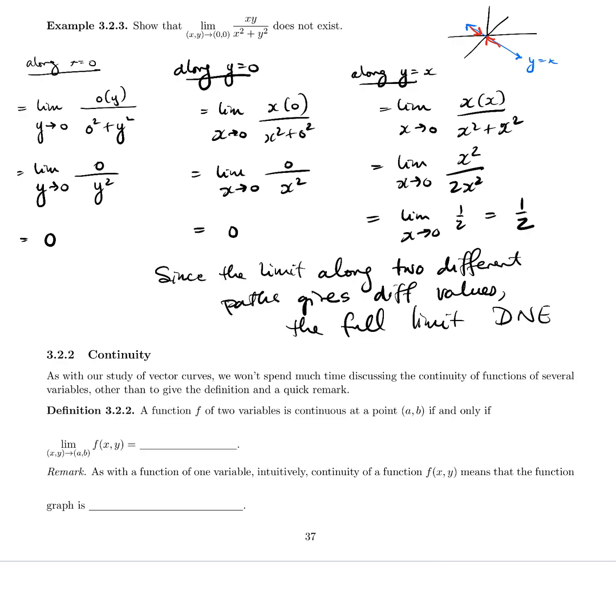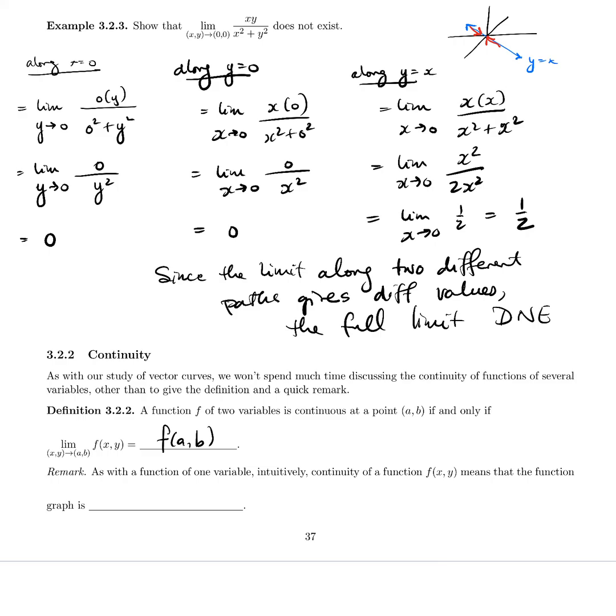Good, so let's take a look at continuity. As with our study of vector curves, we're not going to spend a whole lot of time talking about continuity of several variables other than to give the definition real quickly and one remark. A function of two variables is continuous at a point (a,b) if and only if the limit as (x,y) goes to (a,b) of f(x,y) is equal to f(a,b). The limit is equal to the function value, which means that (a,b) must be in the domain, the limit must exist, and must be equal to the function value.